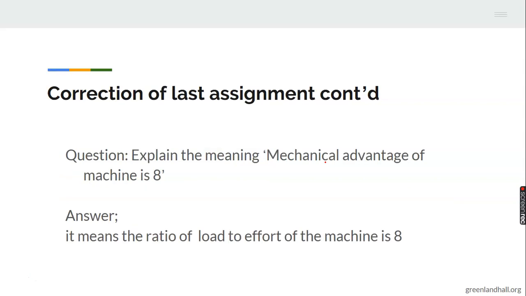Next question, explain the meaning of a mechanical advantage of a machine is 8. It means the ratio of load to effort of the machine is 8. Don't forget, mechanical advantage is just a ratio of load to effort. So if it's 8, it means the ratio of load to effort of that machine is equal to 8. That is the meaning of that one.